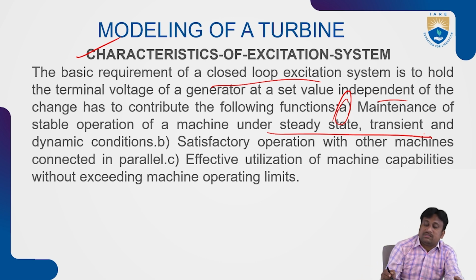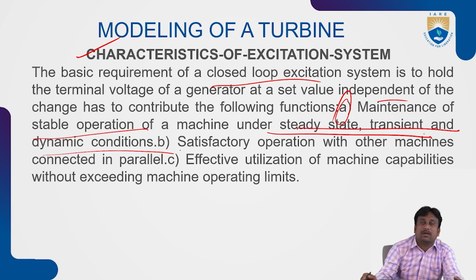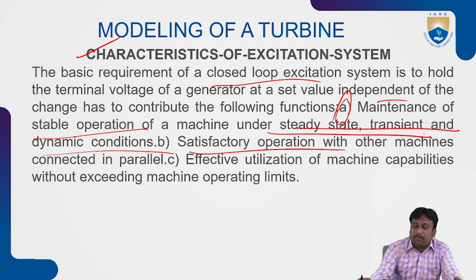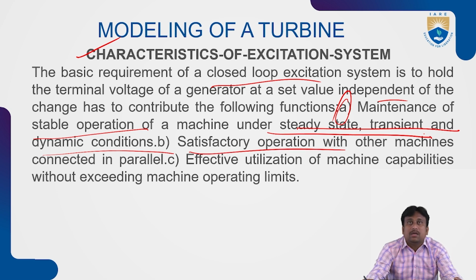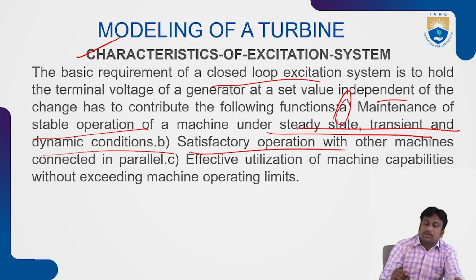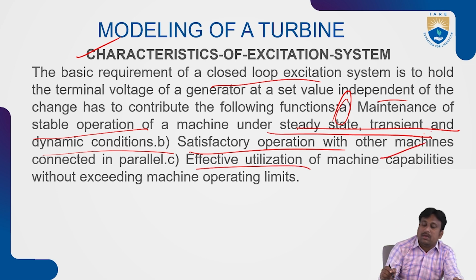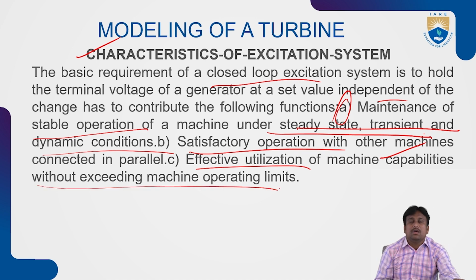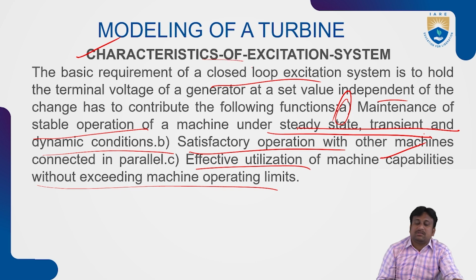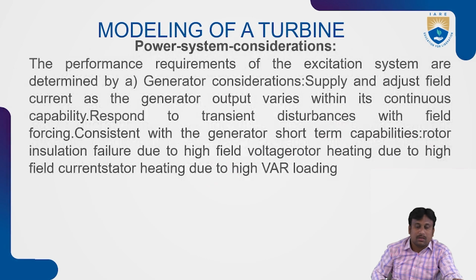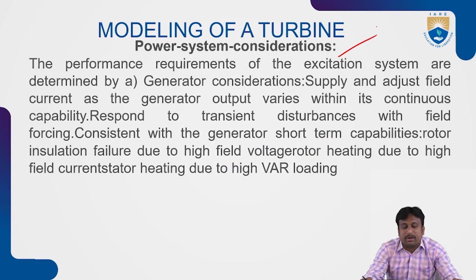So A is the maintenance of stable operations, and B is under steady state, transient and dynamic conditions. The satisfactory operation with other machines in parallel is also considered in block C. Effective utilization of the machine is also one of the key factors, which covers capability considerations without exceeding the machine operating limits. These are the parameters we need to select while designing the characteristics of an excitation system. Here are some basic parameters relevant to power system considerations.